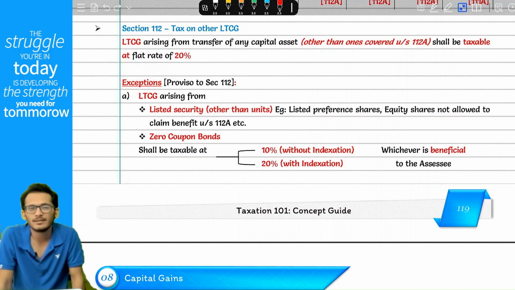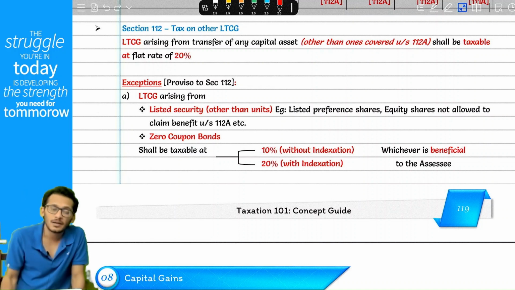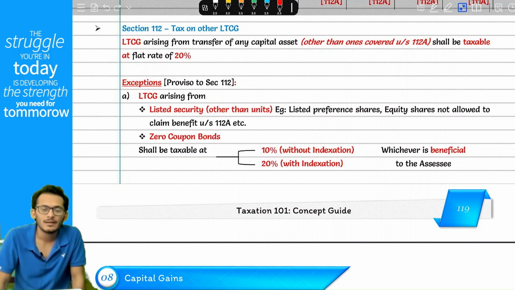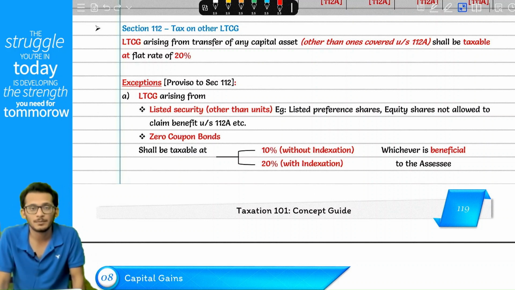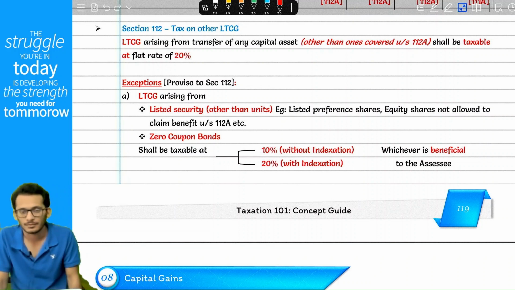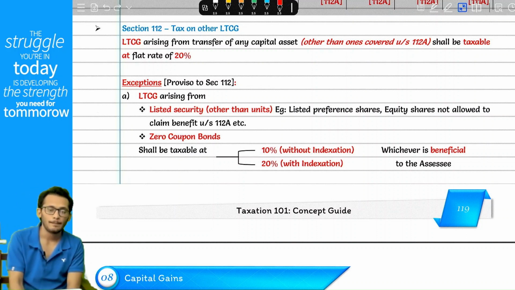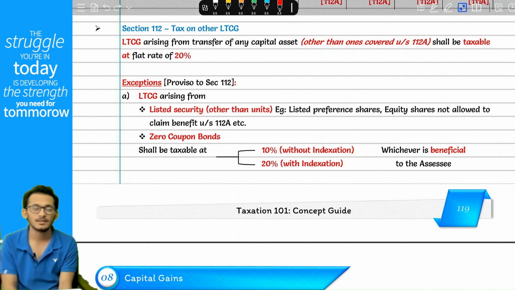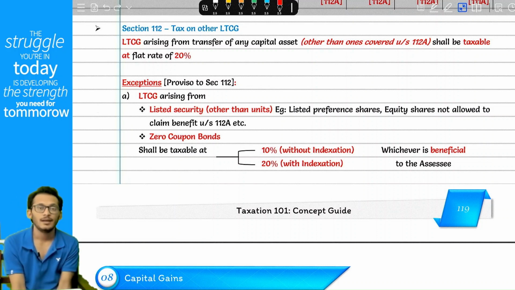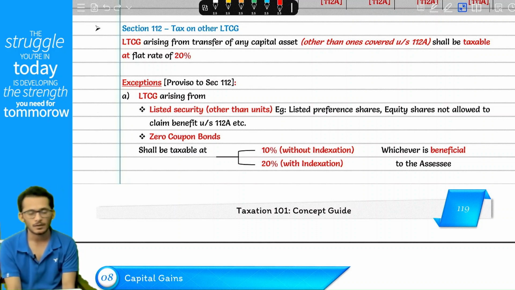You are free to take the tax rate as 20% with indexation. But if you find that without indexation the rate of tax is 10%, and the tax amount comes lower, you can choose that also. In simple words, it is 20% with indexation or 10% without indexation, whichever is beneficial to the assessee, only in case the asset is a listed security or a zero coupon bond.